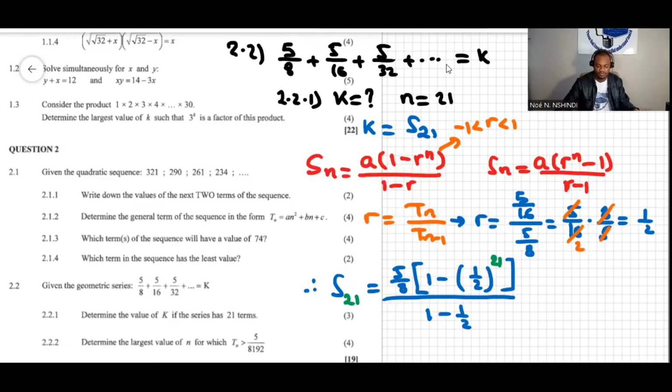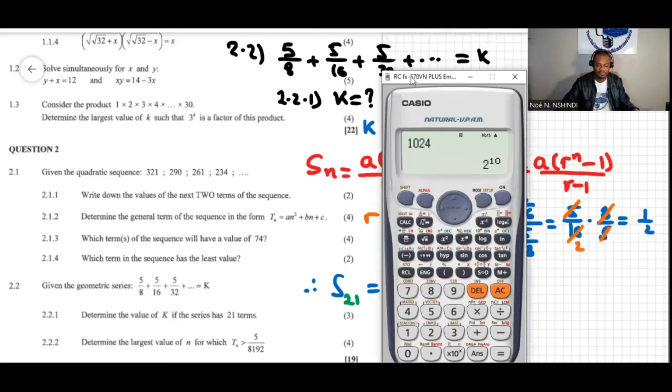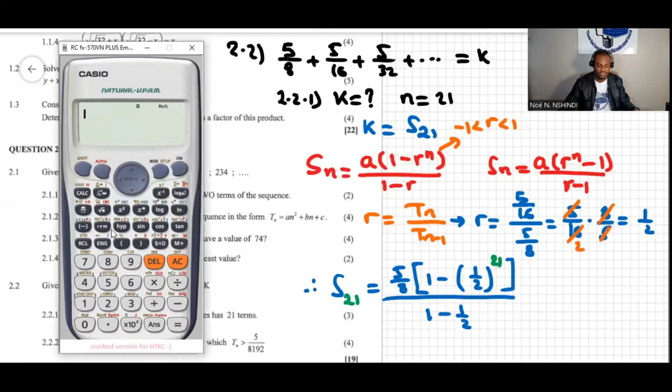Then we can use a calculator to find this. If we can just write this in the calculator, I'm going to say 5/8, okay, and then open brackets 1 minus open brackets 1/2, close bracket, to the power of 21, and then we're going to close brackets over 1 minus 1/2, and then it's equal. This means the answer is 1.2499.